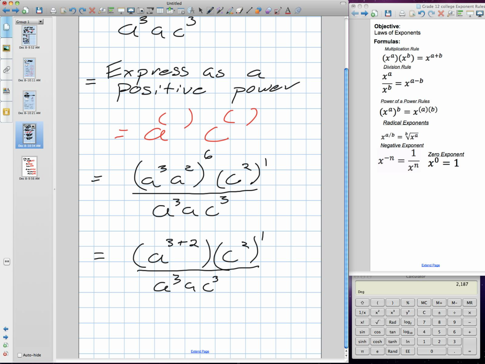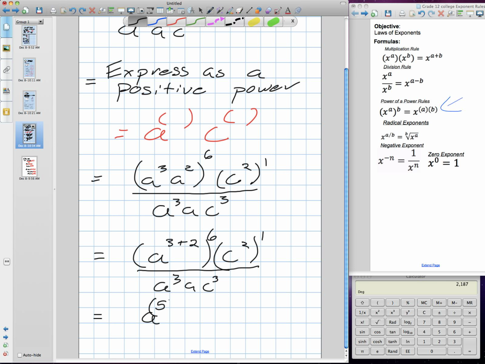A to the power of 3 plus 2 is going to give us A to the power of 5. Now from there, because this is to the power of 6, we're going to be using our power of a power rule. That means I need to multiply the two exponents. So that power of 6 comes inside, and we have 5 times 6.